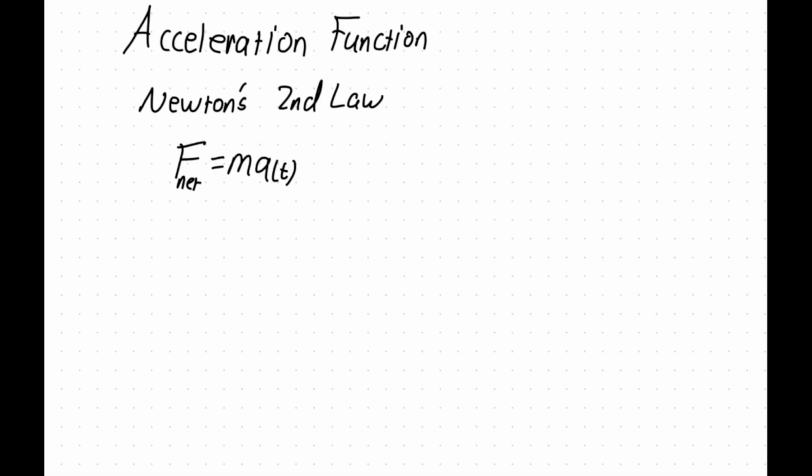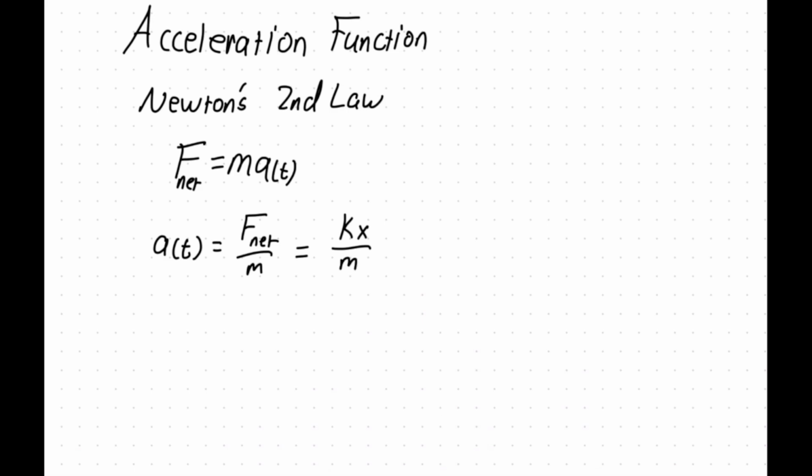Okay, so if I solve this equation for a, I would get a as a function of t is equal to the force, the net force, divided by m. But the only force that's acting in a simple harmonic oscillator is my spring force. So that is going to be k times x divided by m.